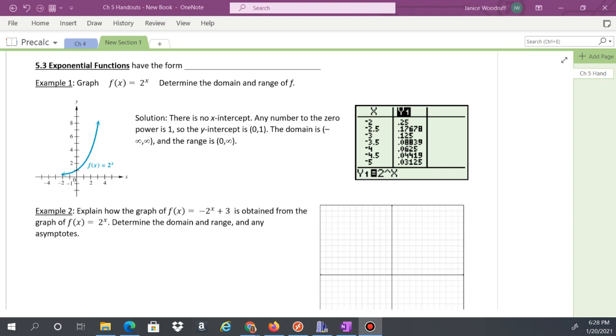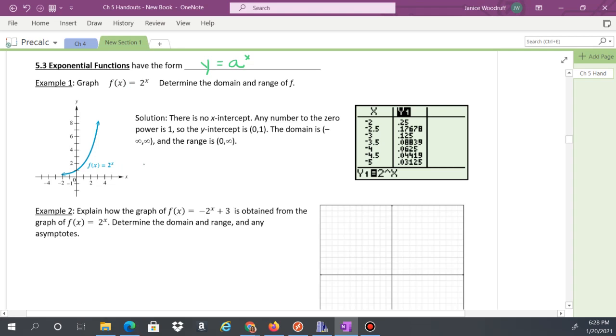So exponential functions are any functions that are going to have x in the exponent. Okay, so this is going to be y equals a to the x. So if you have a variable in the exponent, that is an exponential function. So for example, this is a graph of 2 to the x power.